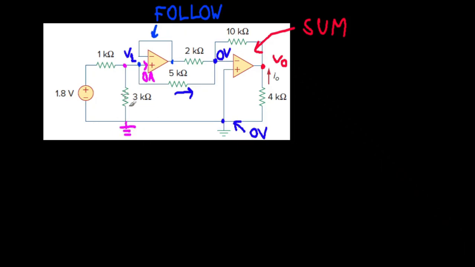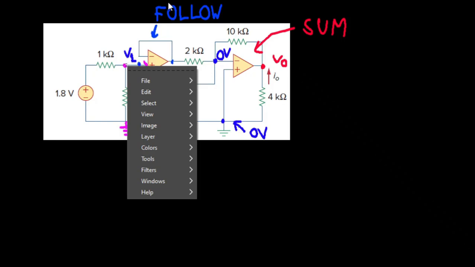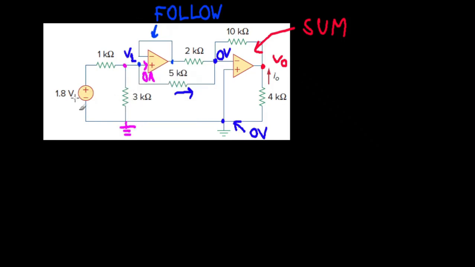So if this is the ground, there's a potential difference of V1 across the 3 kilo-ohm resistor, and the same potential difference across the 5 kilo-ohm resistor, V1 minus zero. So that's V1. And this 5 kilo-ohm resistor is also connected here. You could say it's drawing current from this 1.8 volt supply, with the same potential difference. You could consider this 3 kilo-ohm resistor and this 5 kilo-ohm resistor in parallel.